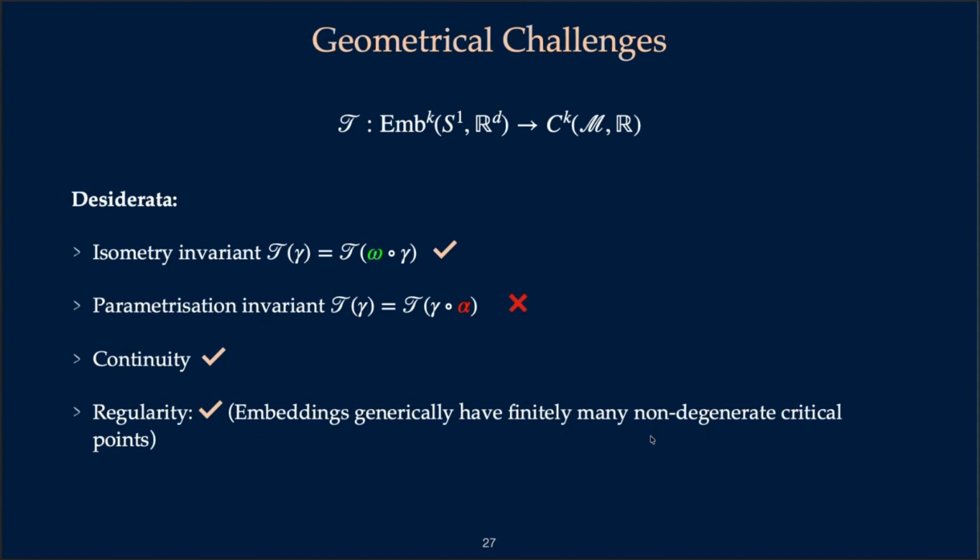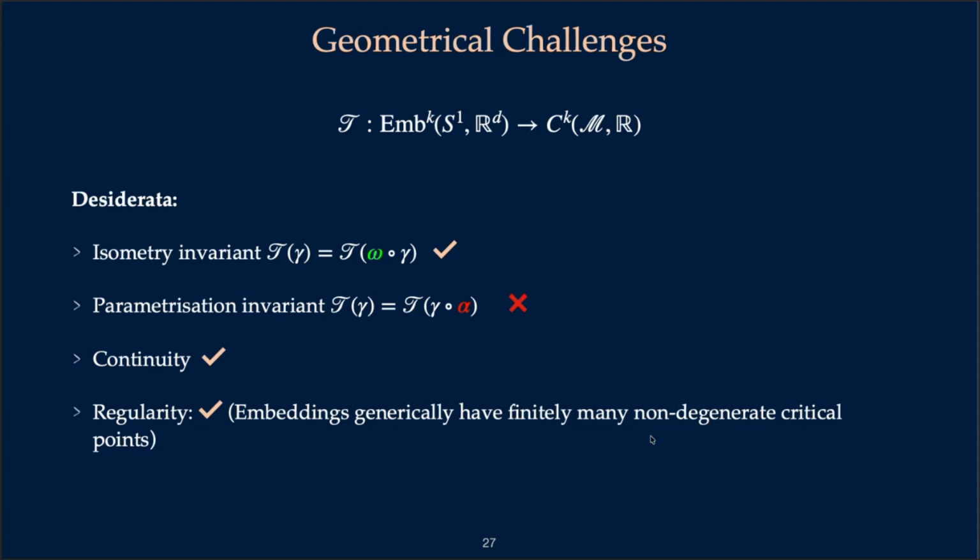So going back to our program. Okay, we've defined this map from embeddings of circles into Euclidean space, so, well, functions on the Möbius band, right? Happy days, we know what to do with functions in maths. So let's look at our checklist. So yes, it is isometry invariant by design.